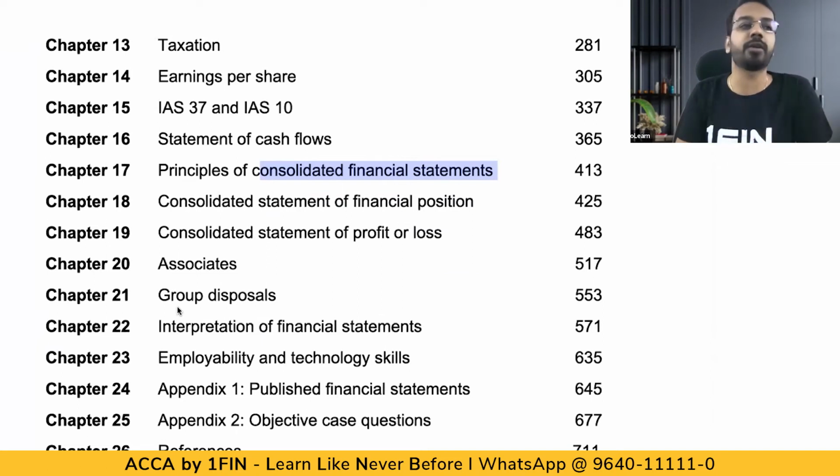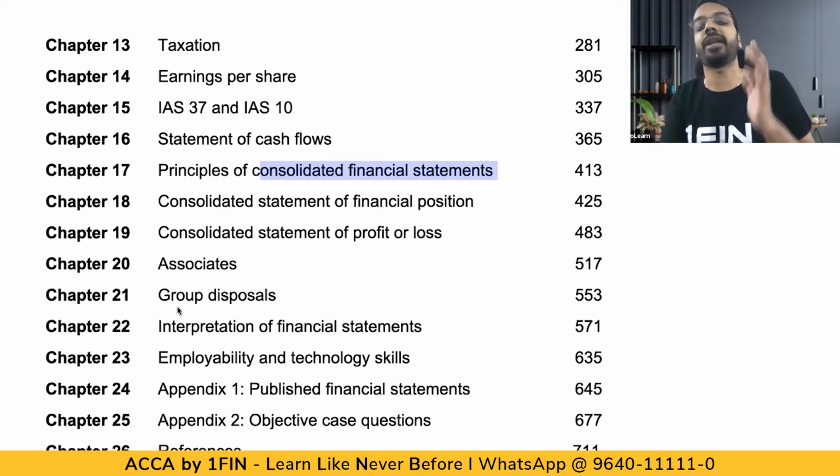So when I say group of companies, say there is a holding company and a subsidiary company. The holding company will prepare its standalone financial statement. The subsidiary company will also prepare its standalone financial statement. Then the group as a whole will prepare a consolidated financial statement. That is what we'll be covering in these chapters.